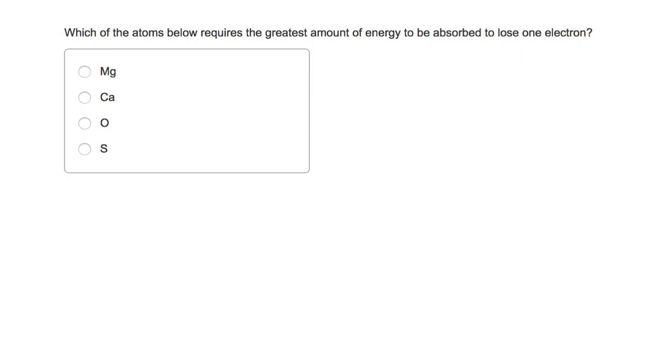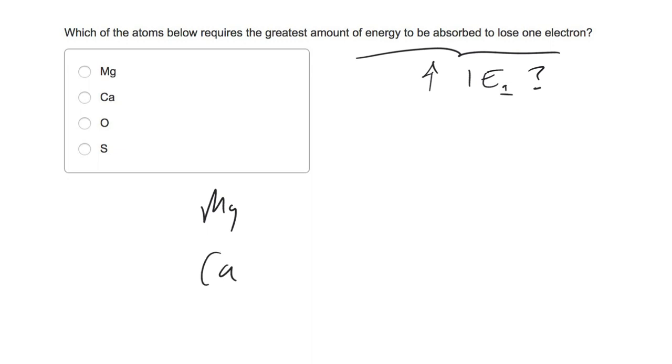So kind of the same question as earlier, but which atom requires the greatest amount of energy to be absorbed to lose one electron? So this is just another way of saying which has the highest first ionization energy. And so we have our choices: magnesium, calcium, oxygen, sulfur. So we're comparing magnesium, calcium here, and then oxygen and sulfur over here.